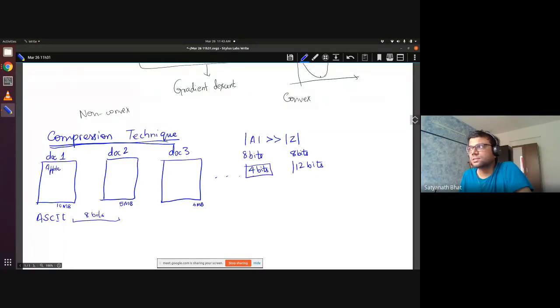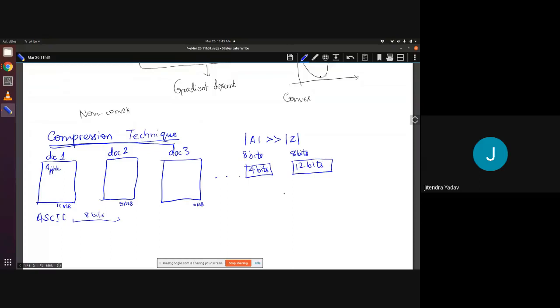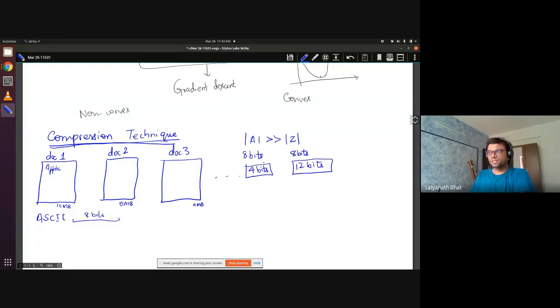Jitendra, do you understand this? So why increase the bits for Z? I understand that we can decrease. When you decrease for A, yes, I understood your question. So why do you increase for Z? Because overall, you have only that many things you can represent in ASCII.